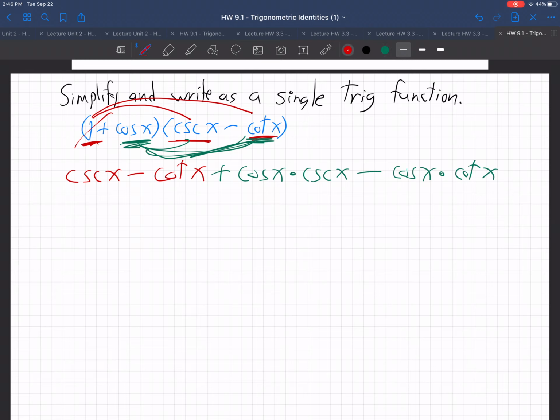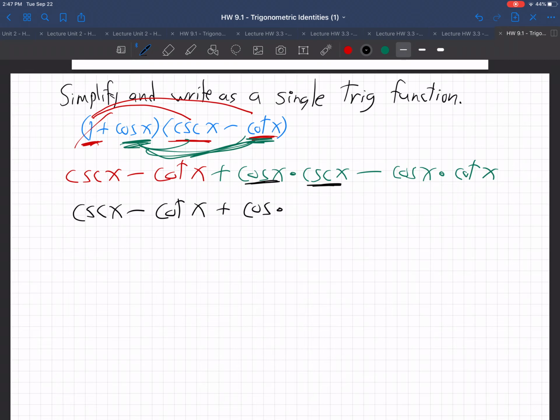Okay, let's see if we can simplify this. So this is cosecant of x minus cotangent of x. Now, what are we going to do with cosine times cosecant? I think we should probably write cosecant as what it is in terms of the identities. Do you remember what that thing is in terms of the identities?